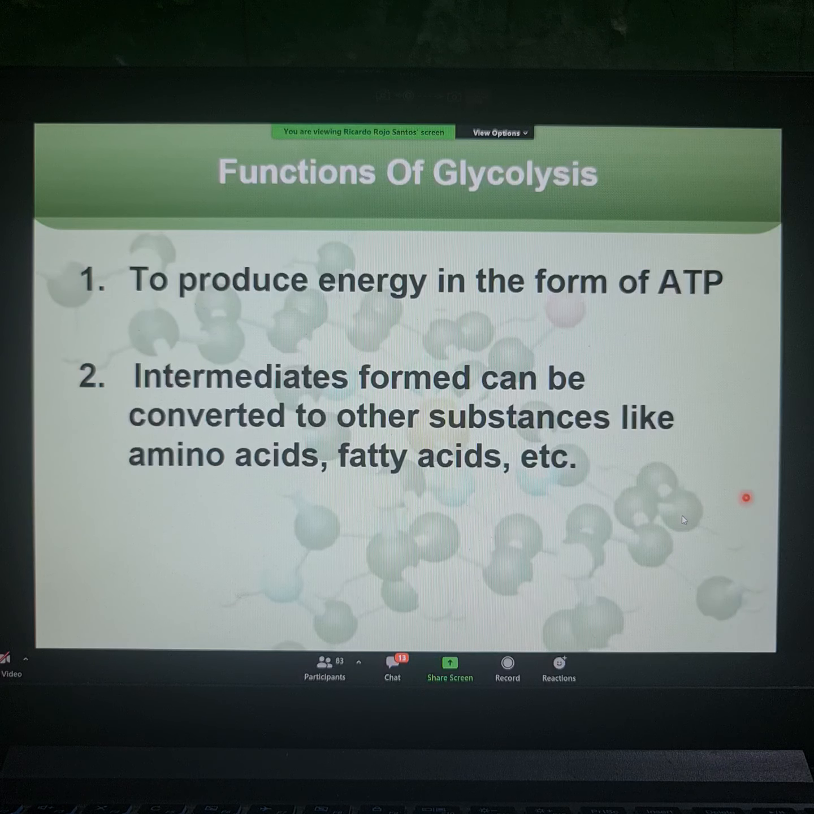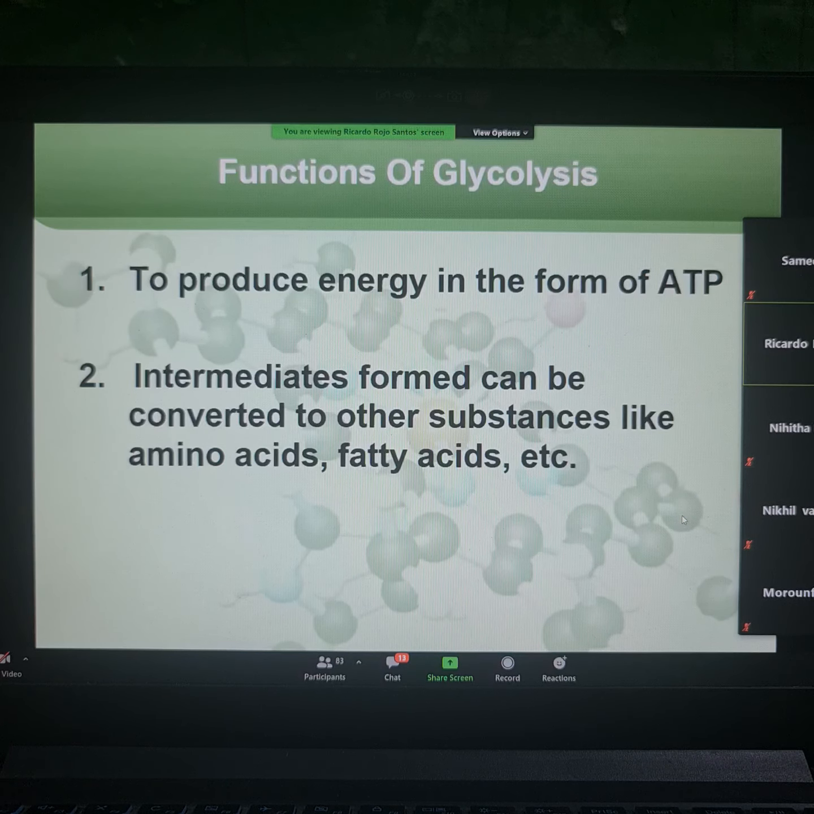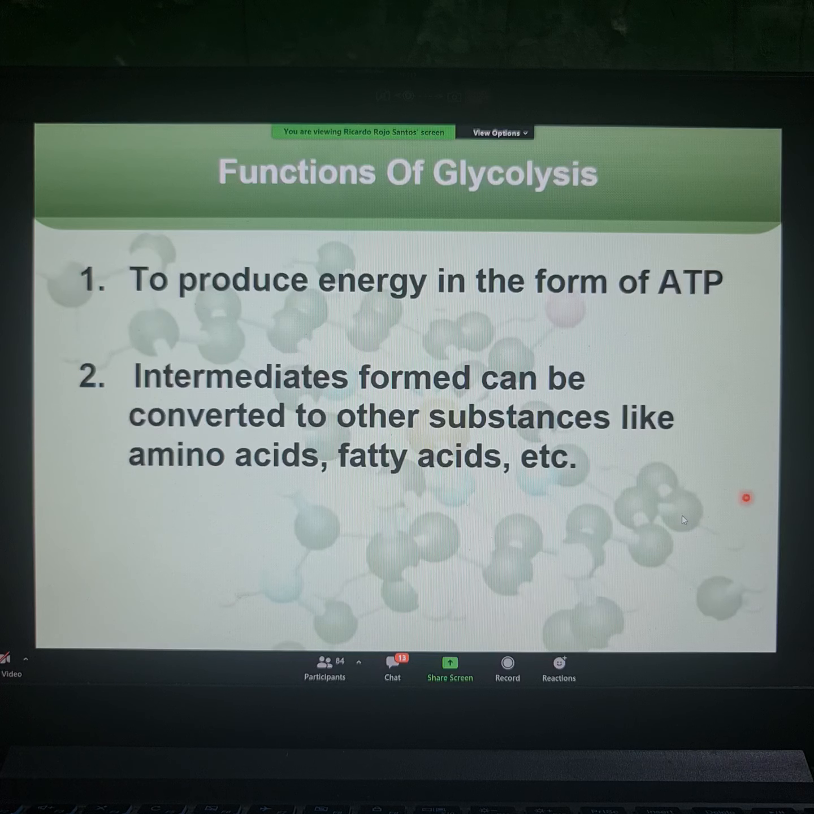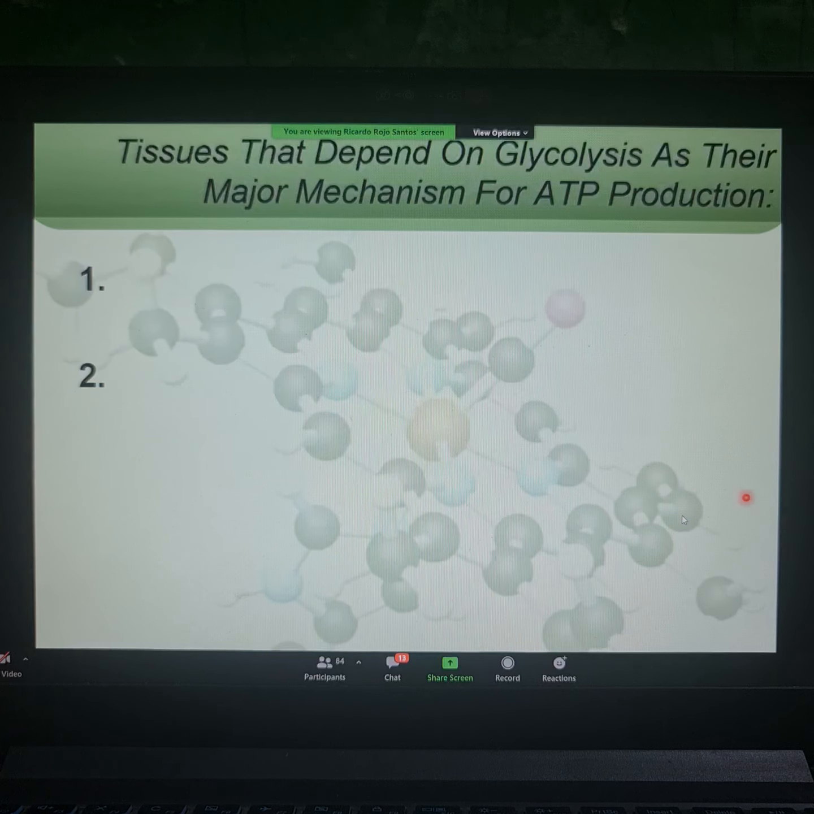Okay? Now, these intermediates can proceed through the formation of acetyl-CoA. And acetyl-CoA, as I've said already, can be used as a substrate in lipogenesis, which is fatty acid synthesis, as well as cholesterologenesis, the synthesis of cholesterol.